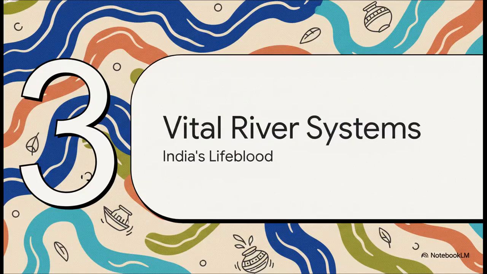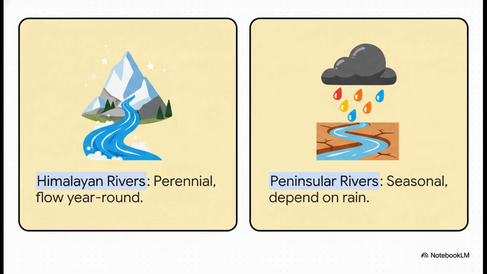Okay, Section 3, Vital River Systems. You've got to see the elegant contrast between India's 2 major river systems here. The Himalayan rivers, so the Ganga, Yamuna, Brahmaputra, and Indus, are perennial.